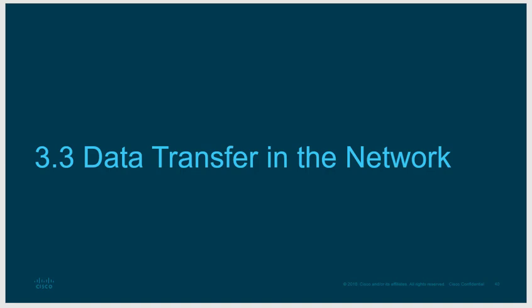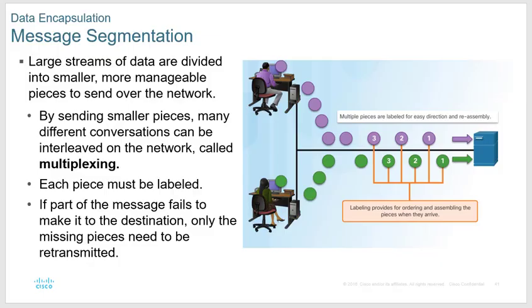All right, data transfer in the network. Large streams of data, like let's say you're doing a video conference, are divided and broken up into smaller, more manageable pieces. When I send a Word document, I don't send the entire Word document. I break that Word document up into 10,000 smaller pieces and send those smaller pieces. And because all these different pieces are on there, we can send different pieces from different sources. They call this multiplexing, which I don't necessarily know is a good way to describe that. That's more like a converged network.